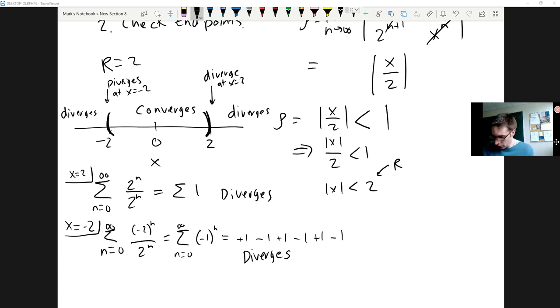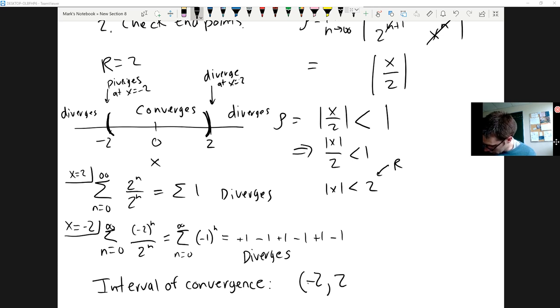So our interval of convergence would be from negative 2 to 2, excluding the endpoints. All right, we'll look at some more examples of these types of problems in the next video.